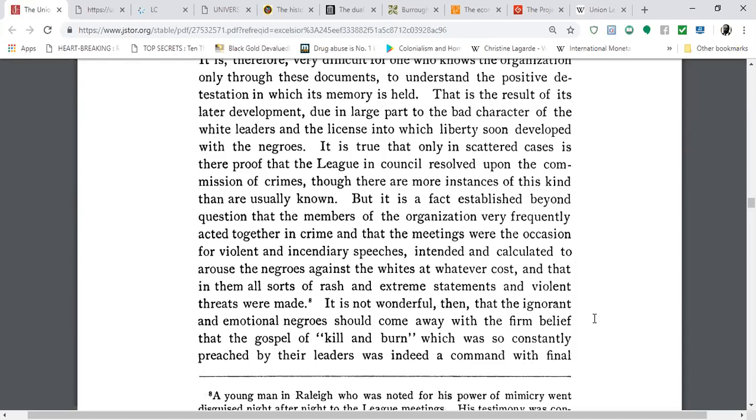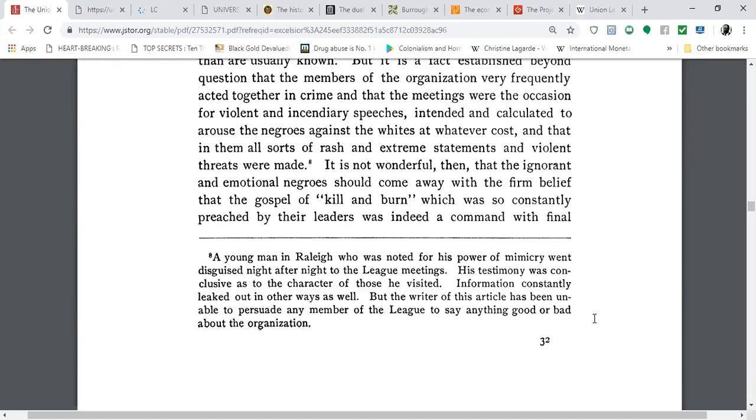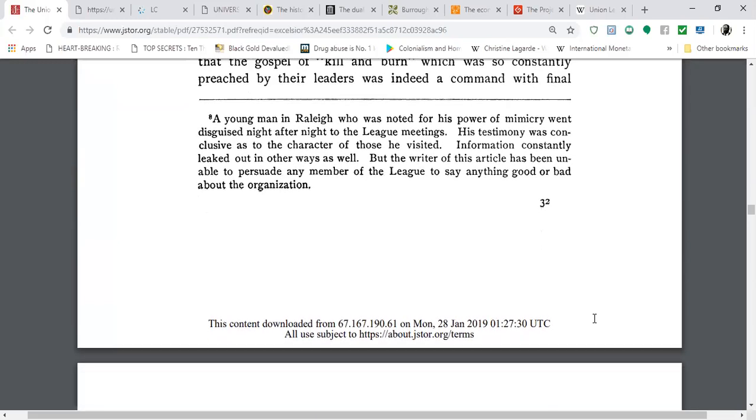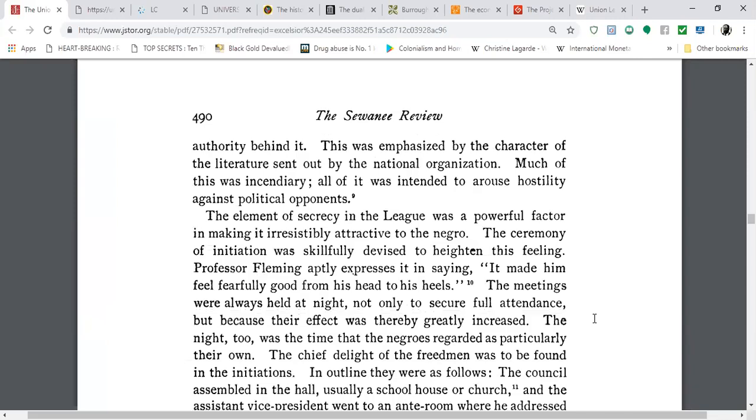It is not wonderful then that the ignorant, emotional Negroes should come away with a firm belief that the gospel of kill and burn, so consistently preached by their leaders, was indeed a command with a final authority behind it. This is emphasized by the character of the literature sent out by the national organization. Much of this was incendiary, all of it was intended to arouse hostility against political opponents.